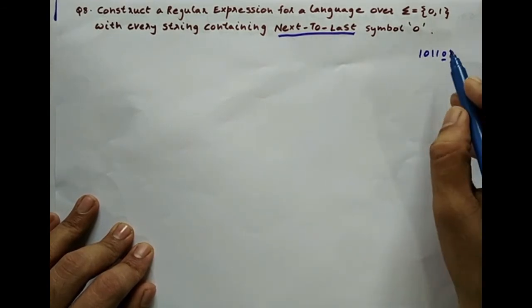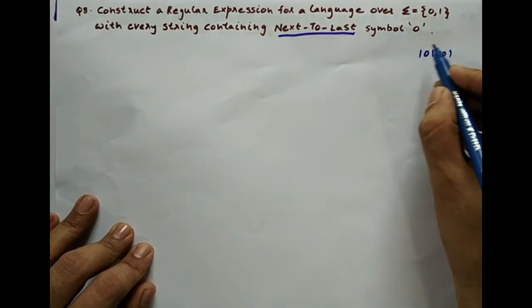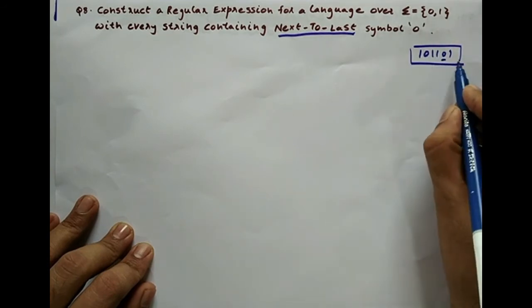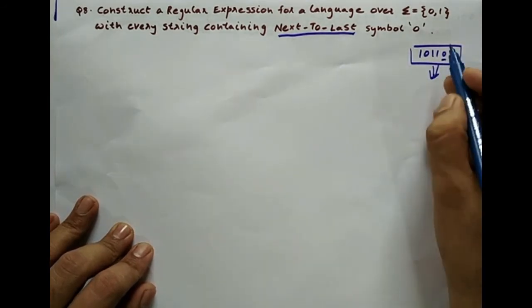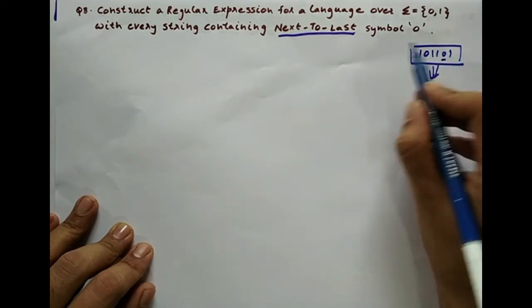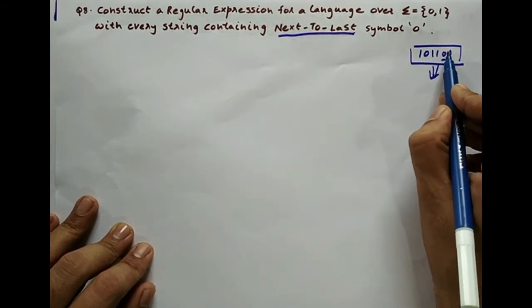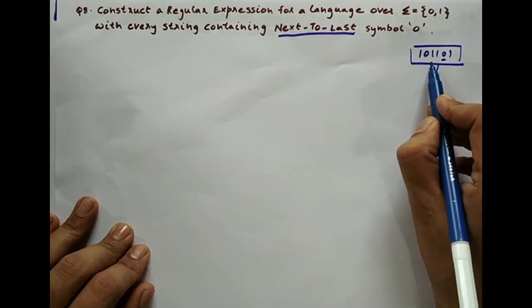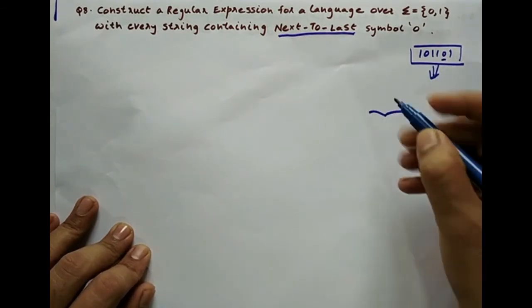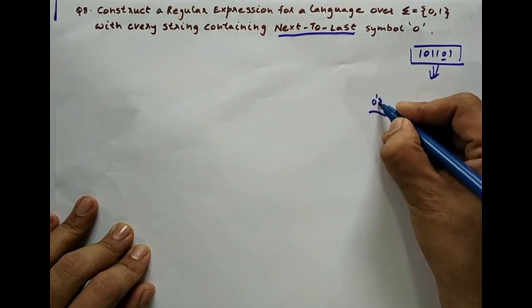Now when you think about this, the strings are divided into 3 parts. What about the first part? They've said that the second last element should be 0. What about the previous part? It can be any combination of zeros and ones. So the first part can be any combination of zeros and ones.